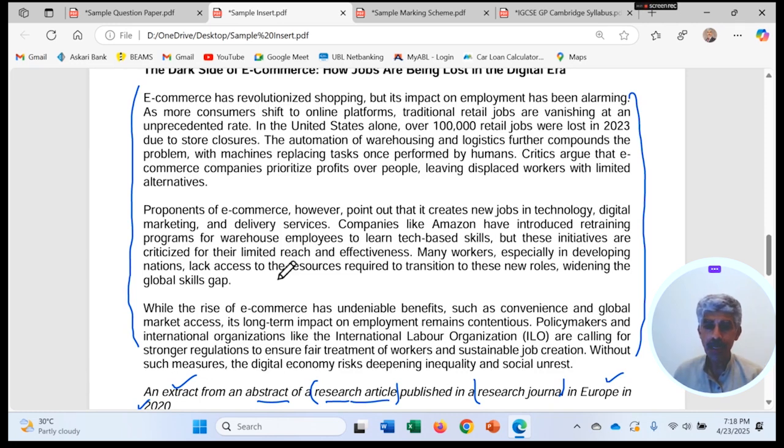So this shows that this work is by some expert person who is a researcher, and he or she has written this research article, and this article is published in some research journal in some European country in 2020, and this is some part of it, the extract of this one.